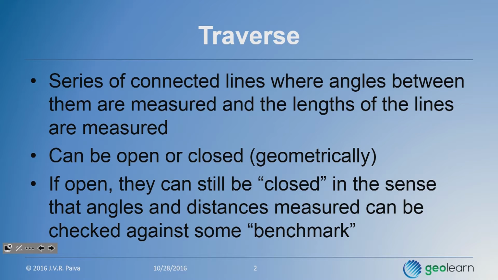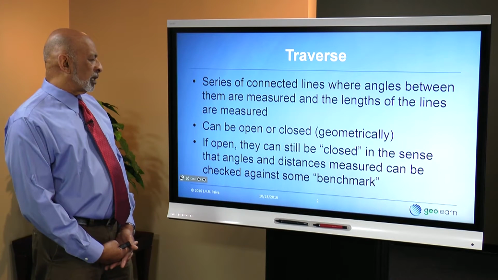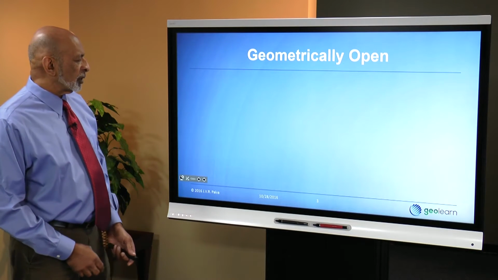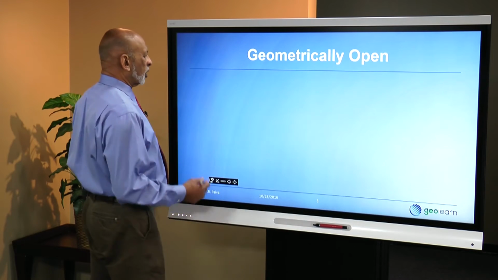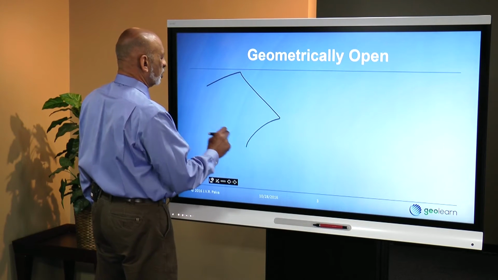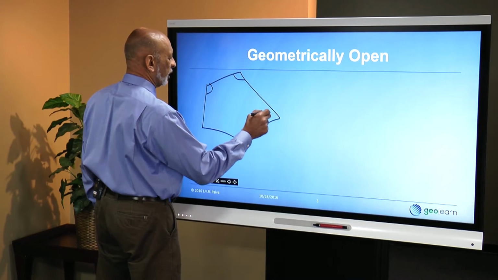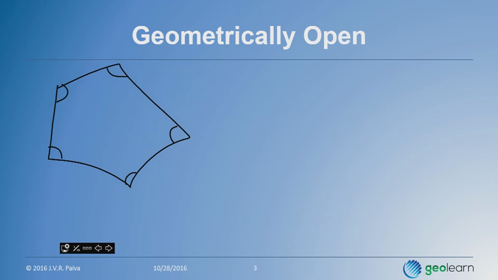So I say if they are open, they can still be closed in the sense that angles and distances measured can be checked against some kind of benchmark. So let me talk about geometrically open, and maybe I should start by talking about geometrically closed. So here's a series of lines where we measure, let's say, all the interior angles and we measure the lengths of the sides. Well, this traverse is geometrically closed, which also means it's mathematically closed.